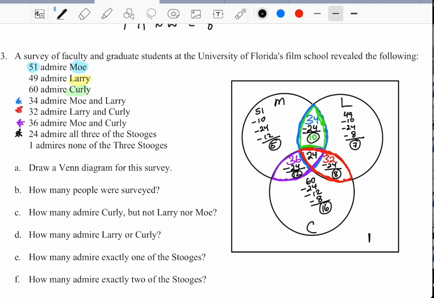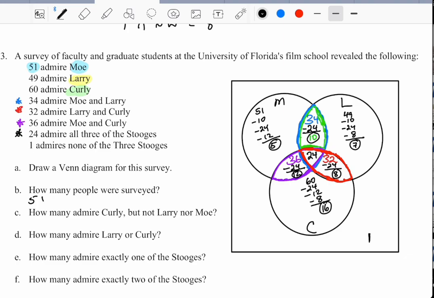And then they ask how many people were surveyed. Well, now we know each category. We got the Moes and the Larrys, but not the Curlys. The Curlys and the Larrys, but not the Moes. All three, none of. So we can answer every question that follows. How many people were surveyed would just be the sum of all the values in each circle. So I'll just write them all out.